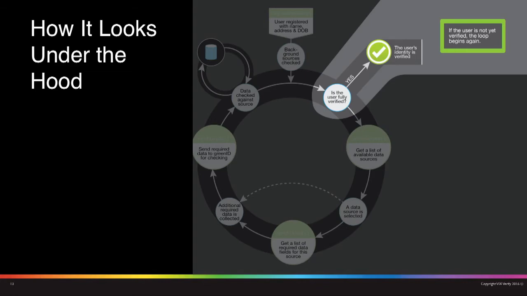If the verification rule still hasn't been satisfied, we go through the cycle again using the next data source in the process. And that cycle continues until such time as we've either met the verification rule for your organisation or we've run out of available data sources on which to verify the person.